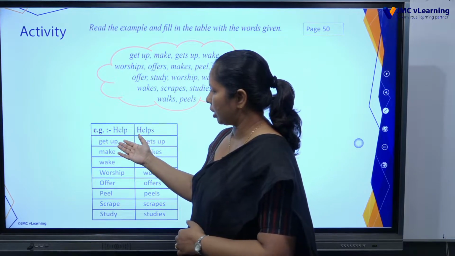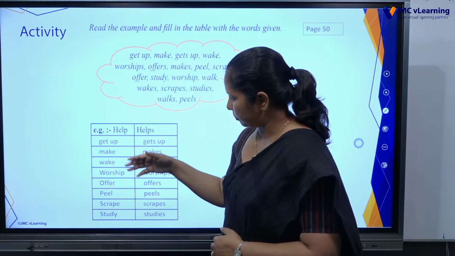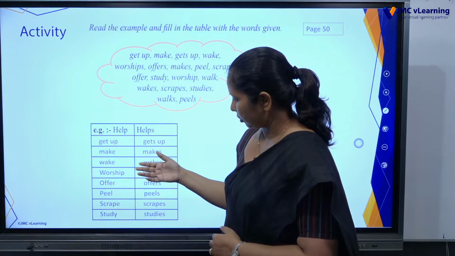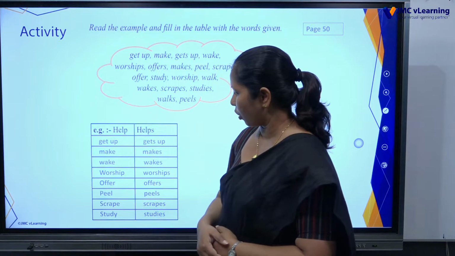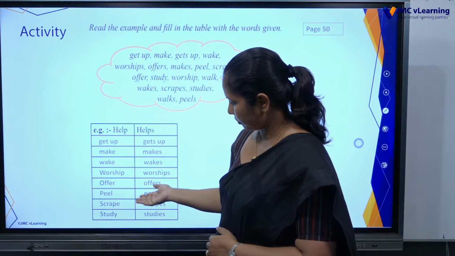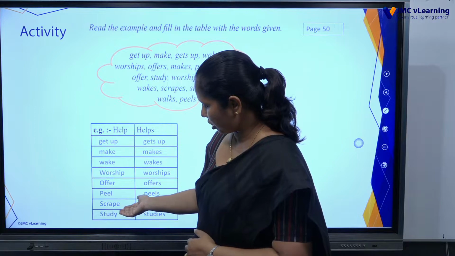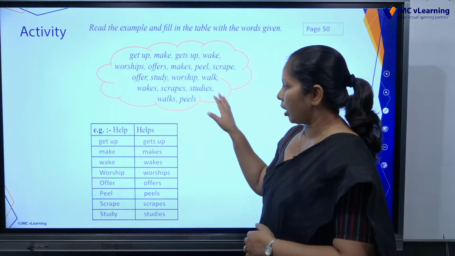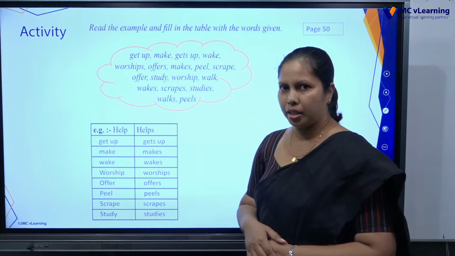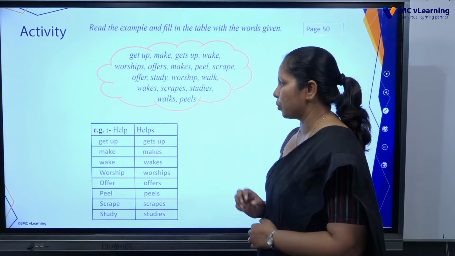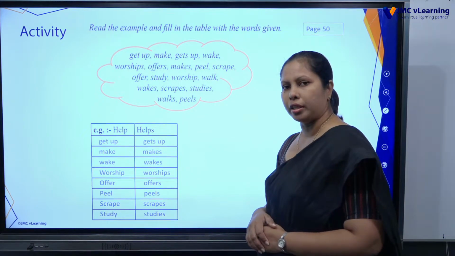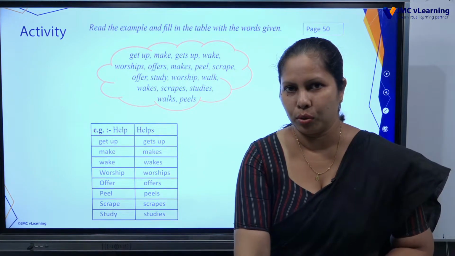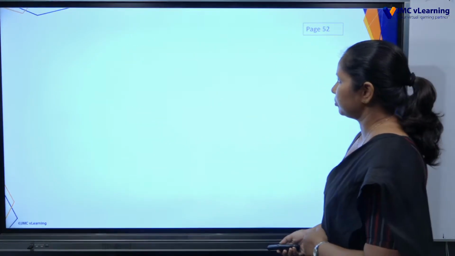Here we get up early. Boys make kites. We worship Lord Buddha. What else can we take? Children study at school. So I think you would have got the idea of how to use the verbs according to the noun in the sentence. So we will go to the next activity.